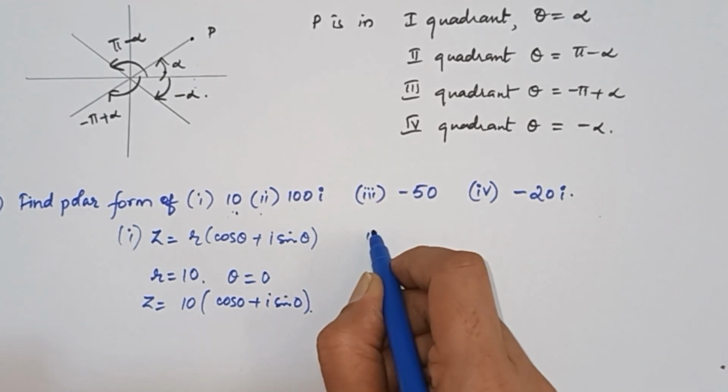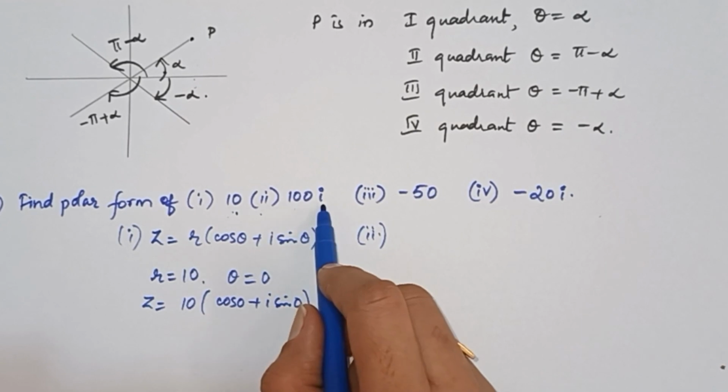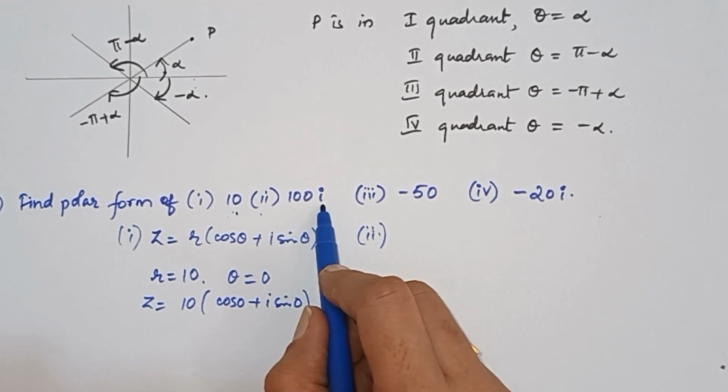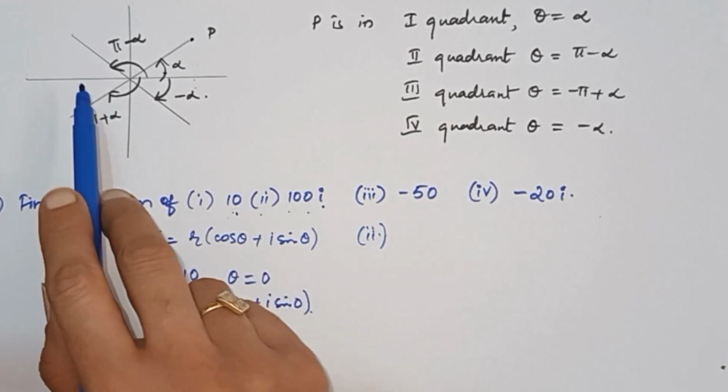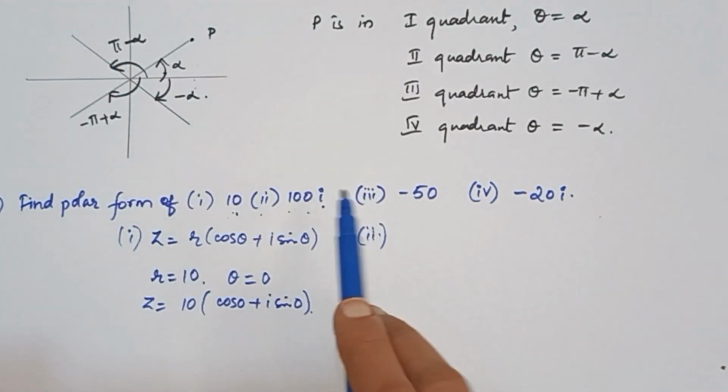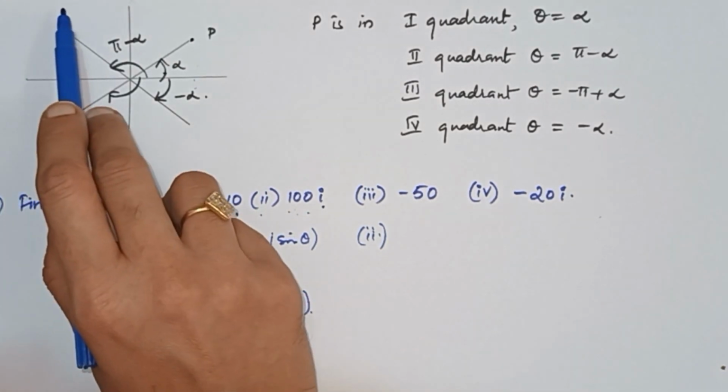Now see the second question. It is 100i. This is a purely imaginary number. The x value is 0, y value is 100. It is on the positive y axis here. The point is (0, 100), which is on the positive y axis.